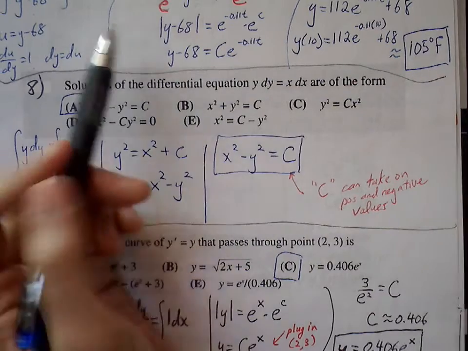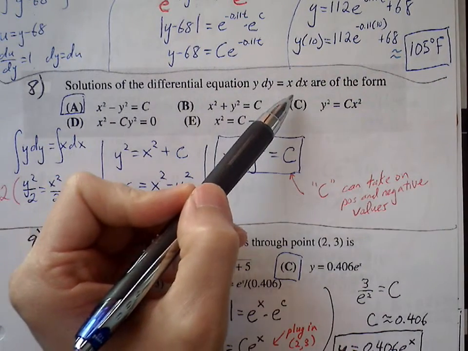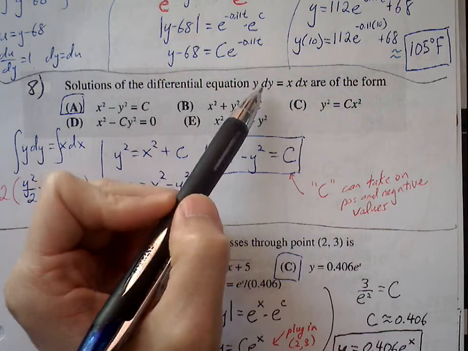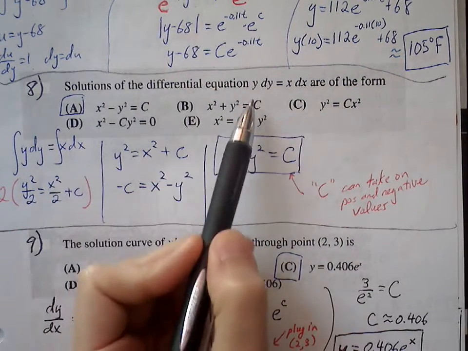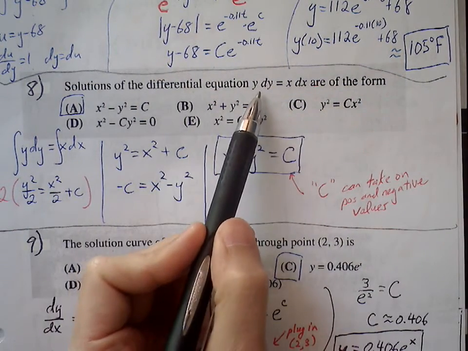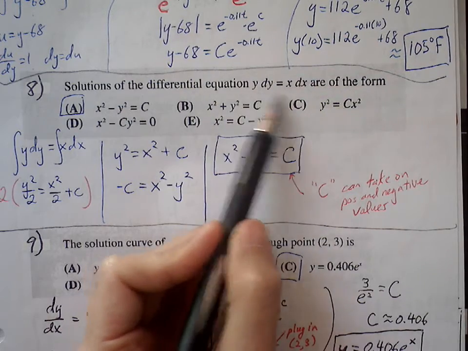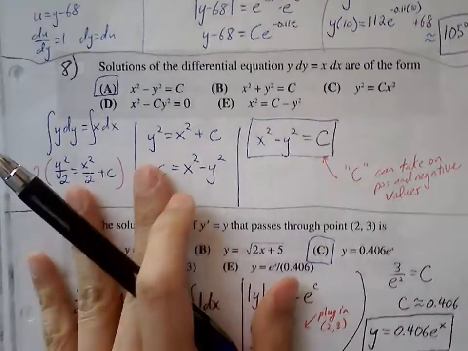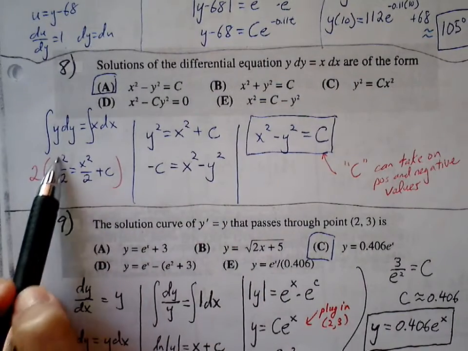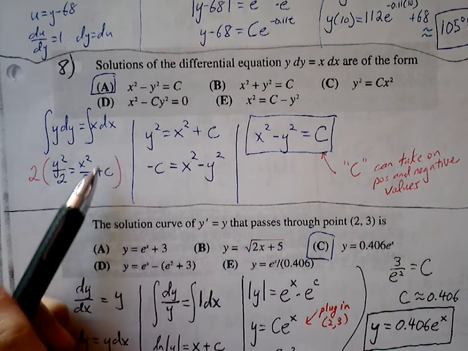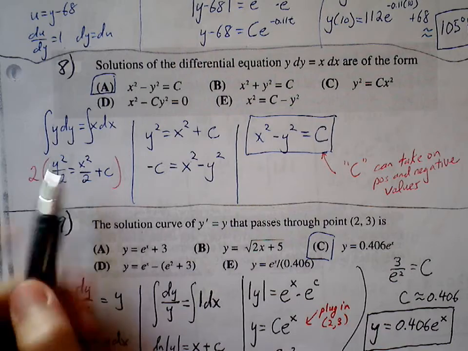All right, number 8. Solutions of the differential equation y dy equals x dx are of the form. The nice thing is this is already separated. We already have full separation of variables. So let's go ahead and find the antiderivative. Power rule on both sides. y dy becomes y squared over 2. x dx becomes x squared over 2 plus c.